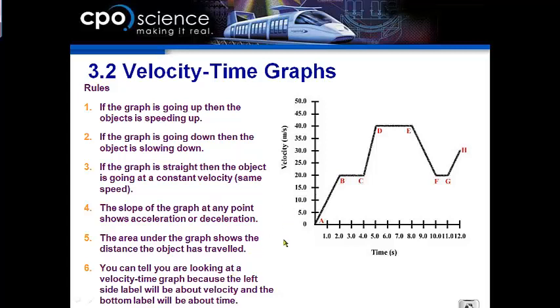Finally, you're probably not going to need this last one much, but it is a rule I figured I'd tell you about. The area underneath this graph tells you how far this object has traveled. So if we calculated all of this area under here, and I'm not going to do it right now because this is a weird graph, it would tell you how far this object traveled. So again, on a velocity time graph, if it goes up, the object is speeding up. Graph goes down, object is slowing down. Graph goes straight across, the object is going a constant speed. And if you take the slope between 2 points, that tells you how fast it's speeding up or slowing down.